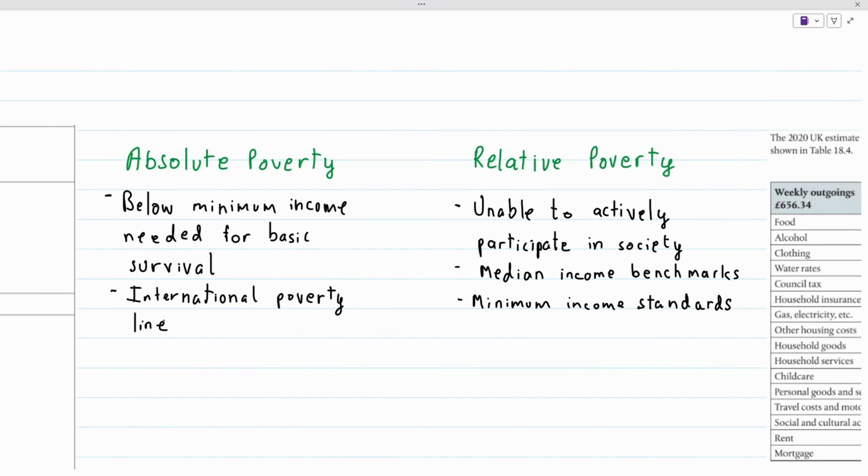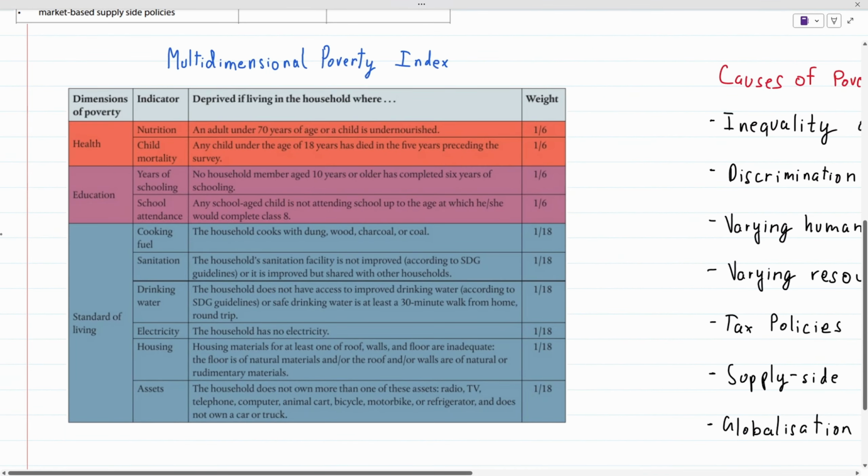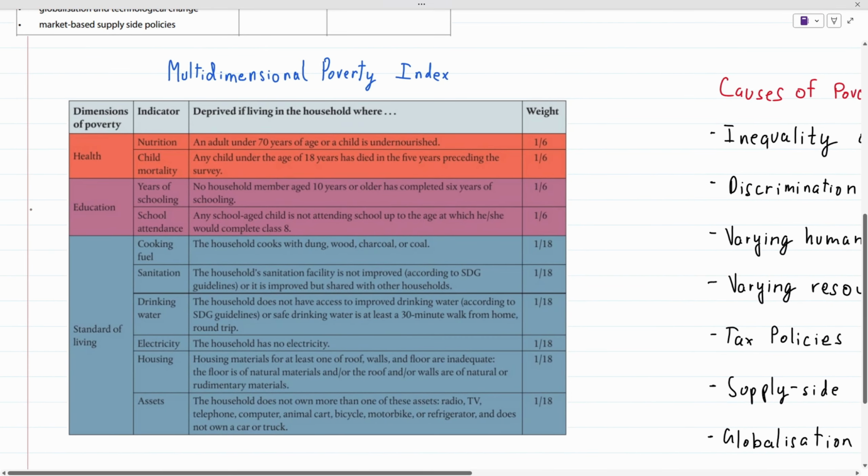These aspects we just discussed, the international poverty line, median income, and minimum income standards, are called single indicators, meaning that they only cater to one aspect, which in this case is income. They only cater to income to define poverty, whereas there might be other ways that poverty might be persistent. So, one way we can tackle the issue of single indicators is through the multidimensional poverty index.